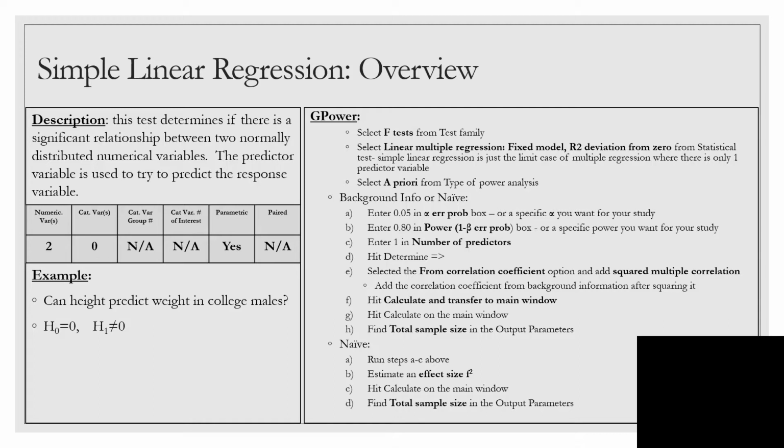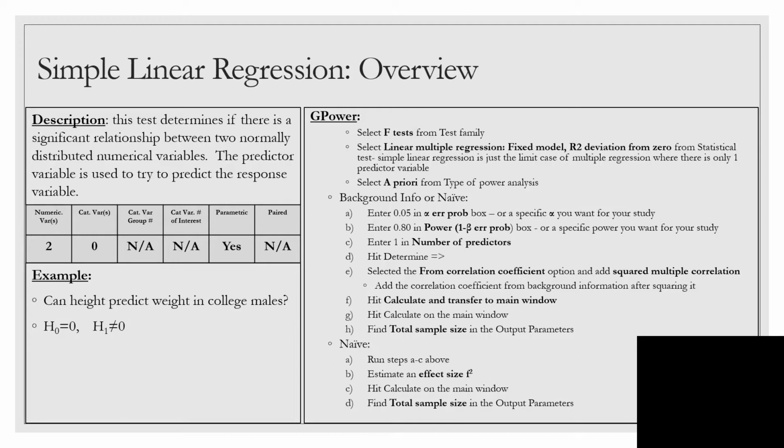This test determines if there is a significant relationship between two normally distributed numerical values. The predictor variable is used to try to predict the response variable. So this is when we think one variable affects another in a certain direction. Like, for example, can height predict weight in college males?